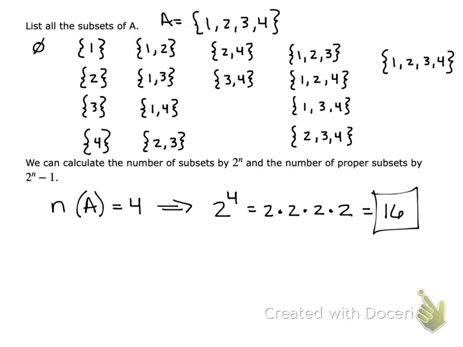Questions on that? Yes? So n is the cardinal number? N is, yes, N with the parenthesis and the name of the set in it. So N of A is the cardinal number. Yep. And then we put that as the exponent. Questions? Yes, Kaylee. The cardinal number is how many terms are in it? Yes, how many elements are in it? Yep.